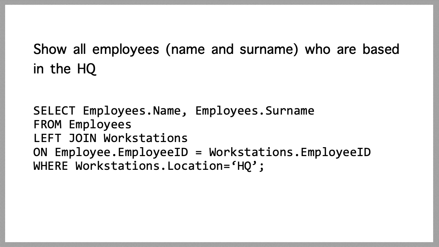So once again, we get name and surname, this time both from the same table, because both name and surname reside in employees. And we start with the employees table. We left join the workstation on the employee ID field, which we know is the common one. And now we filter by the location in workstations, which must be equal to HQ.